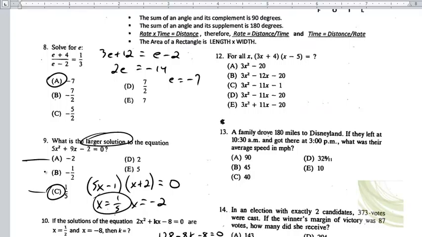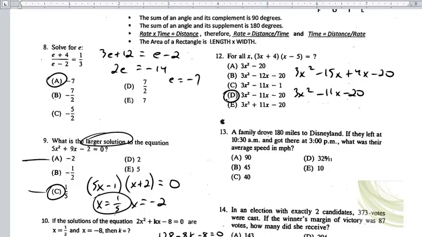All right, number 12. For all x, (3x + 4)(x - 5) equals, so you're just FOILing this out now. So 3x squared minus 15x plus 4x minus 20. So we get 3x squared minus 11x minus 20, and that gives us D as our answer.